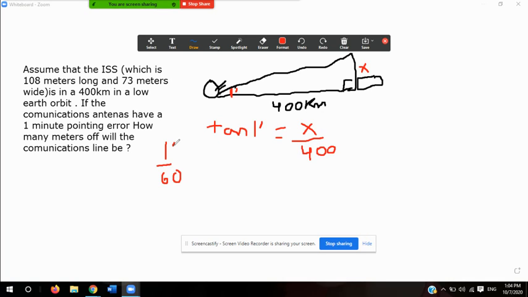So our answer in decimal degrees is actually 0.0166667, of course equals x over 400. So we're going to cross multiply, guys.